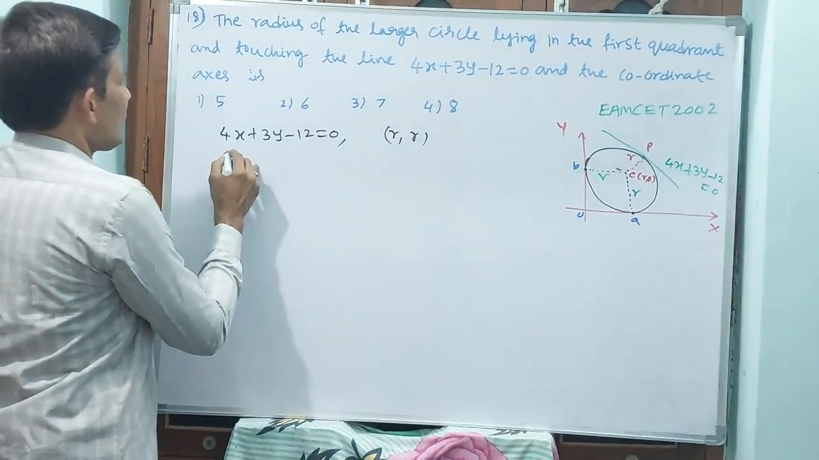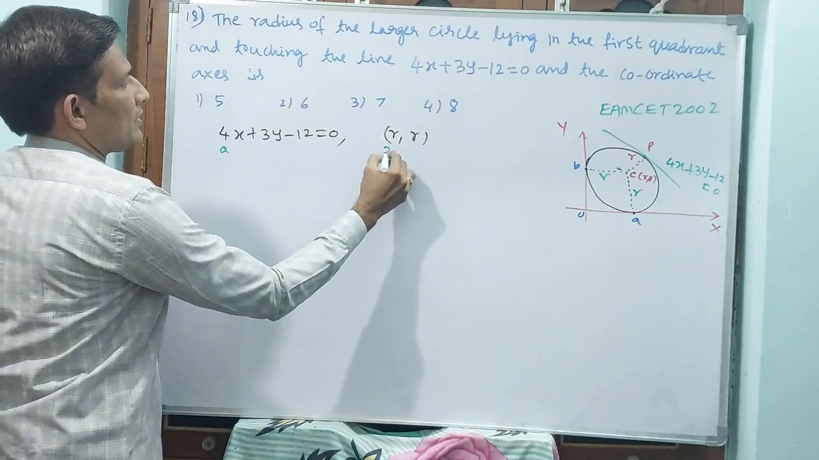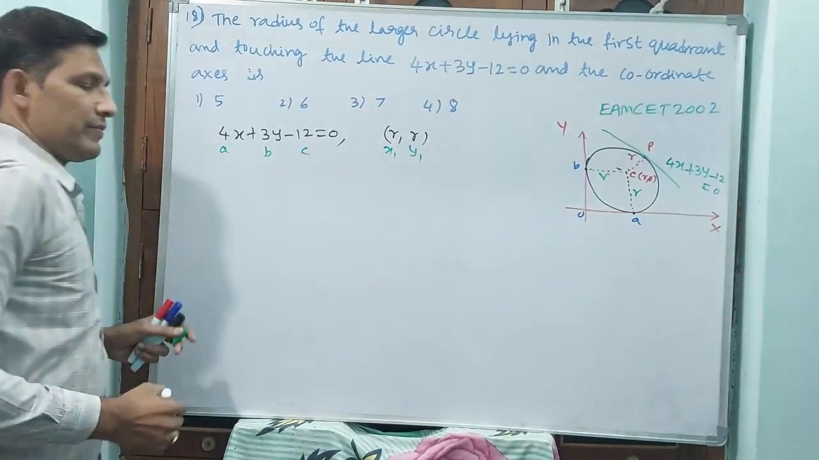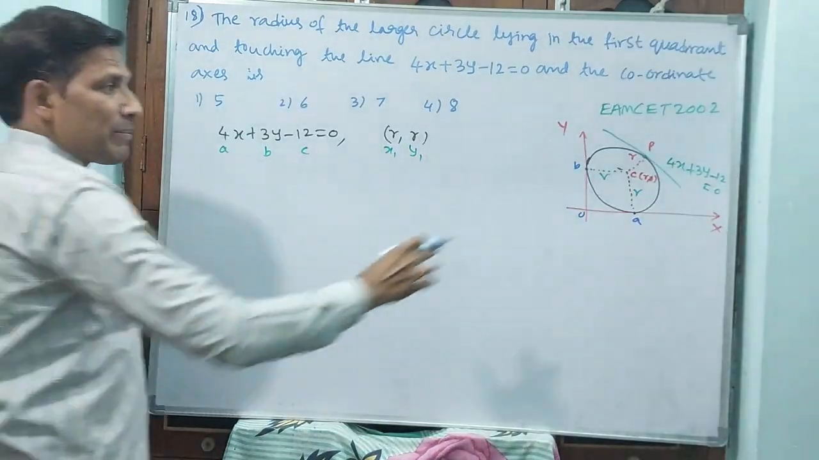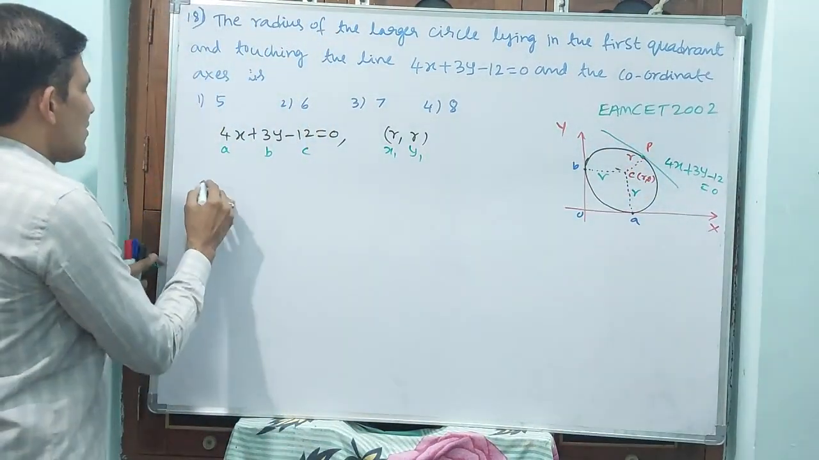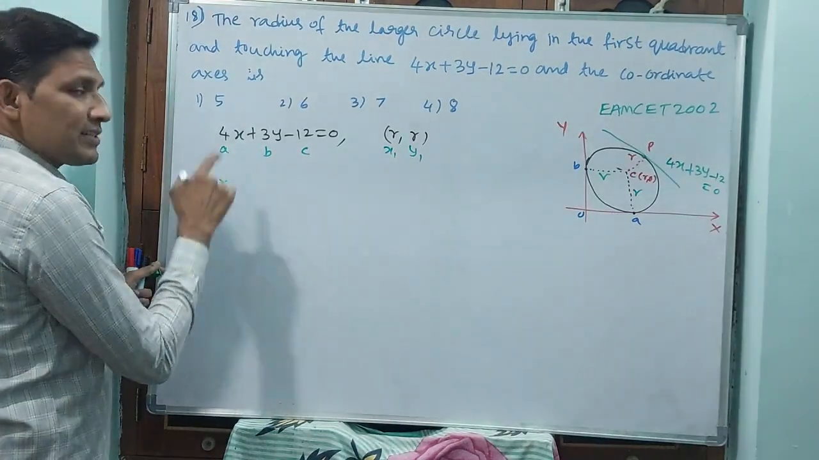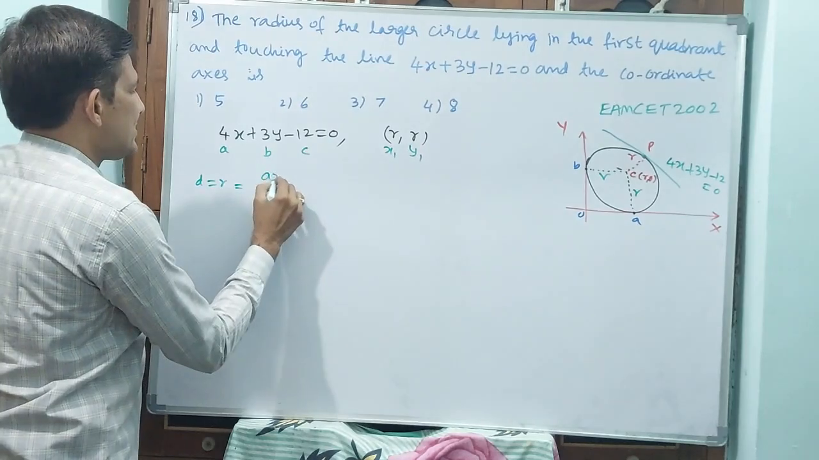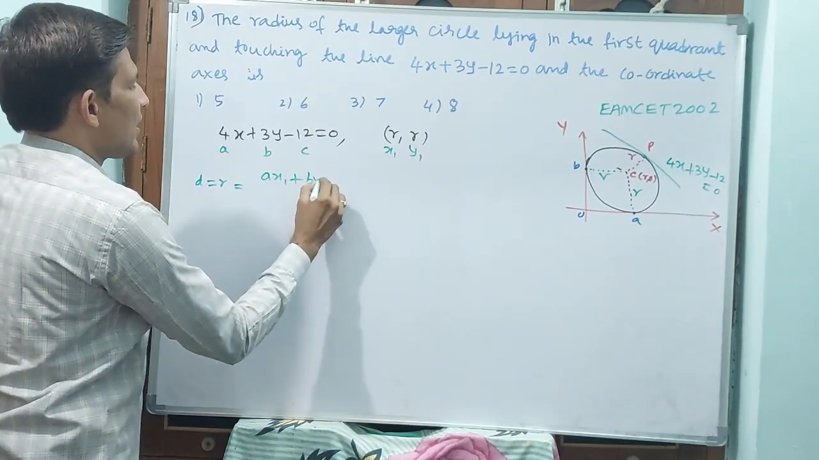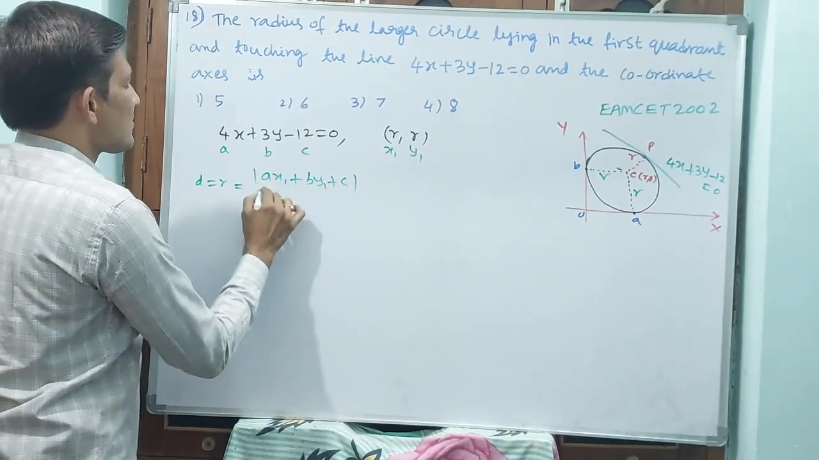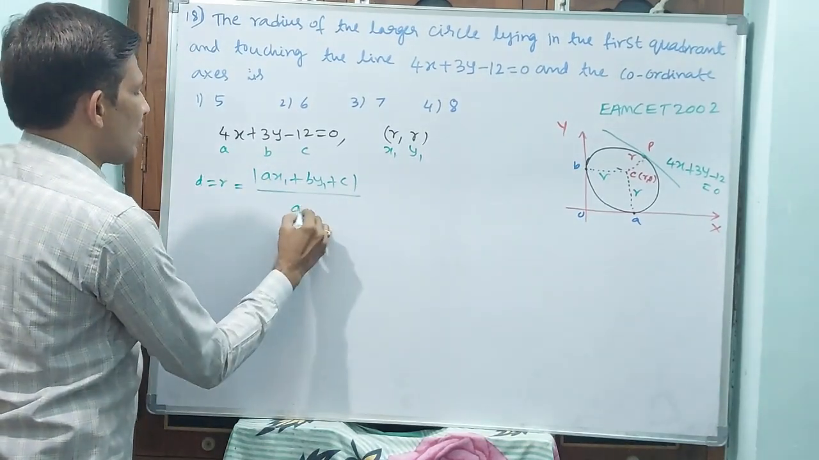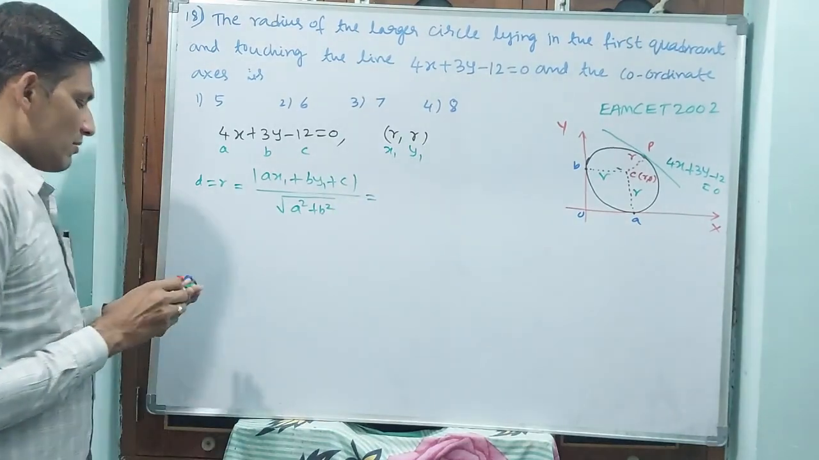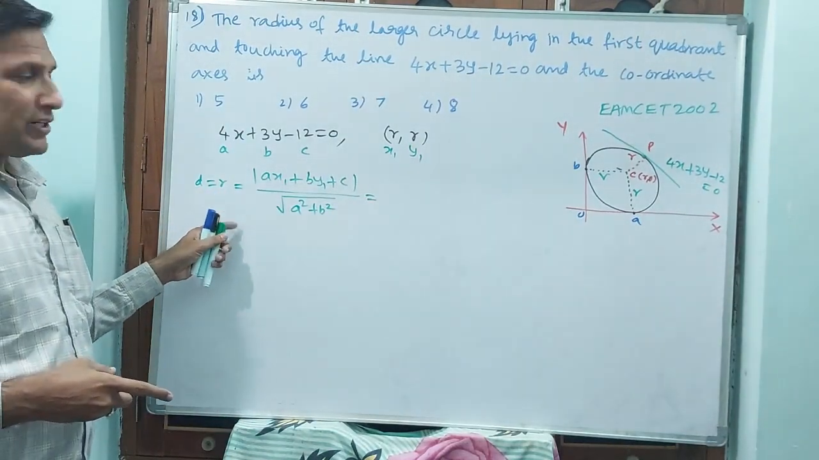You see, with (x1, y1), and a, b, c, what is the perpendicular distance? Here the perpendicular distance means the radius. The perpendicular distance, or radius in this case, is equal to modulus of a x1 plus b y1 plus c, divided by the square root of a square plus b square. This is the formula. Okay. R we don't know; the perpendicular distance, we are finding this.